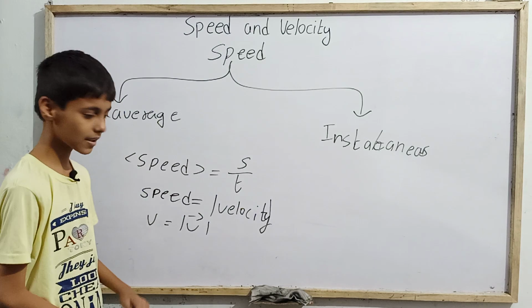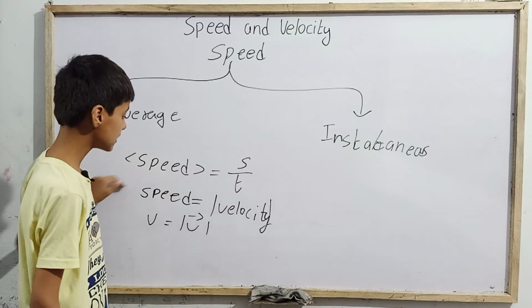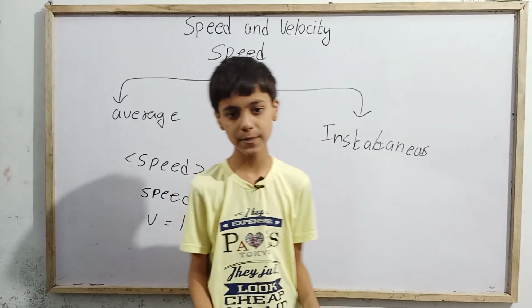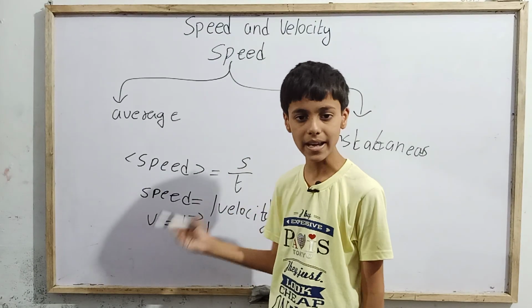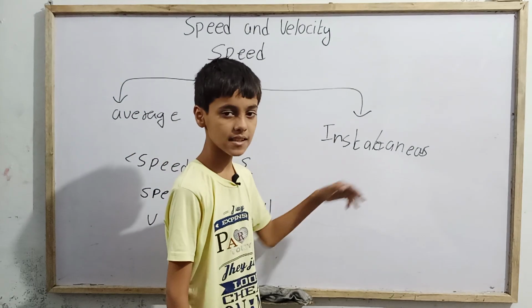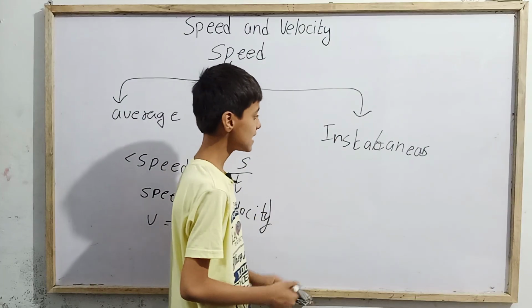So this is a very important thing. We can also write that the average speed equals the magnitude of average velocity. Instantaneous speed is also very simple.